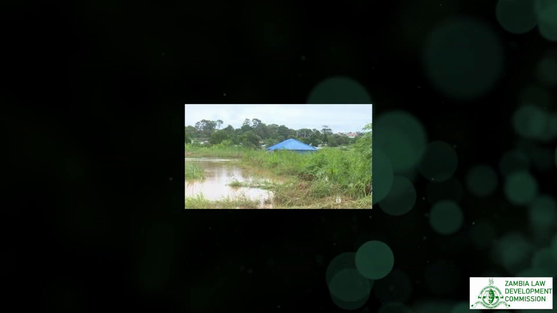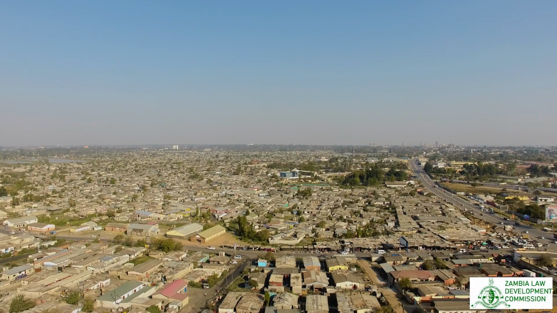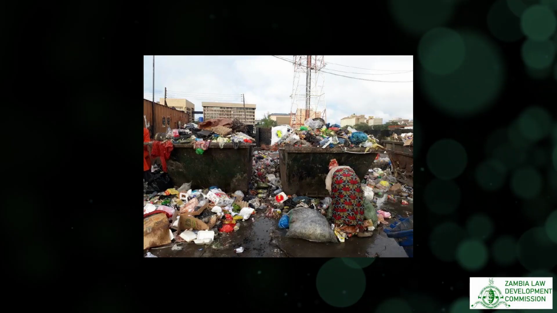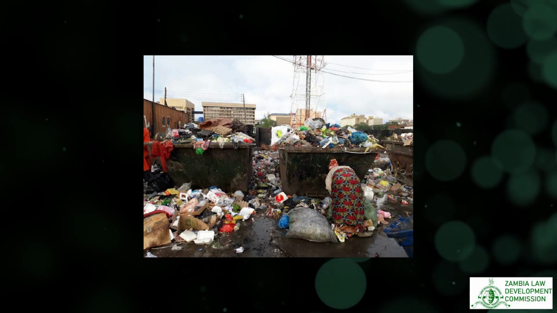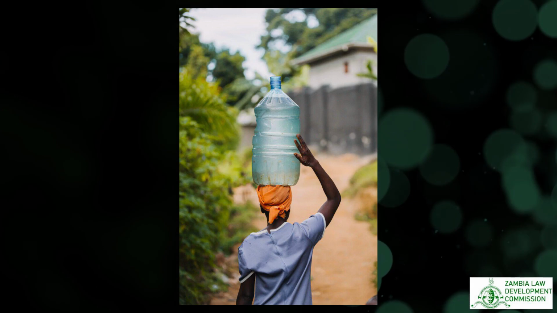A lot of the urban population has been absorbed into unplanned settlements known as compounds, which do not have access to sanitation services provided by the state. The use of pit latrines and the lack of waste management services in these settlements have contributed to the contamination of groundwater, leading to waterborne diseases.